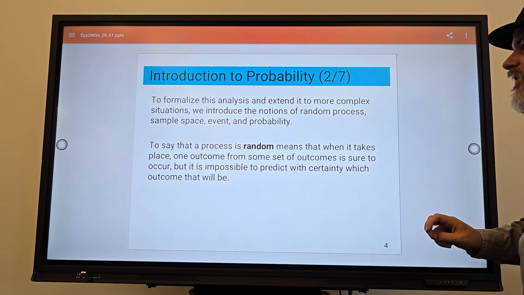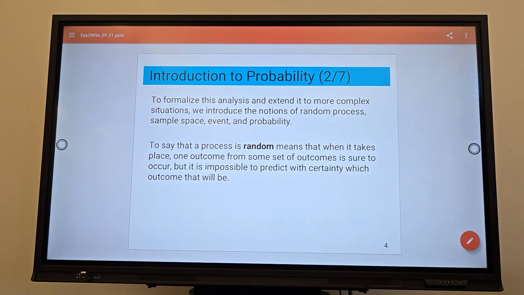So to formalize this analysis and extend it to more complex situations, we introduce the notion of random processes, sample space, event, and probability. To say that a process is random means that when it takes place, one outcome from some set of outcomes is sure to occur, but it is impossible to predict with certainty which outcome that will be.